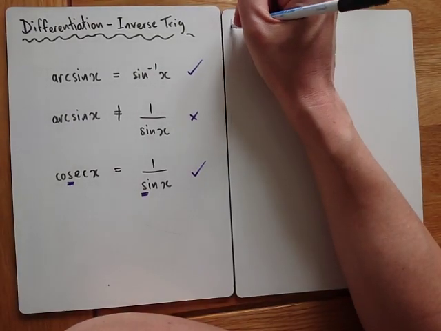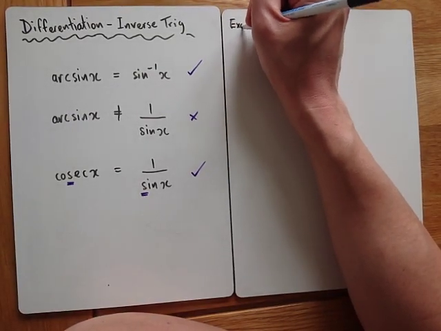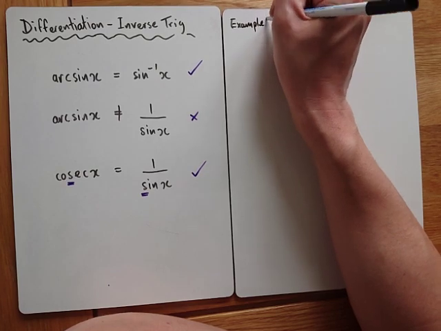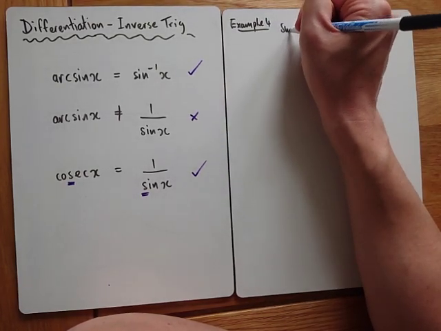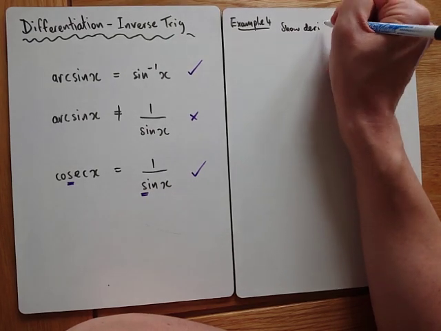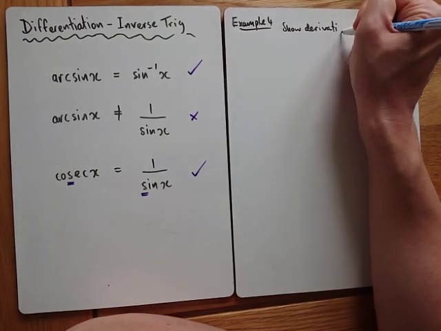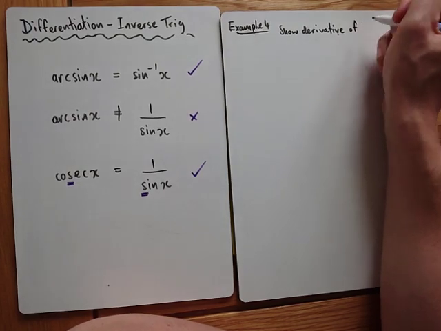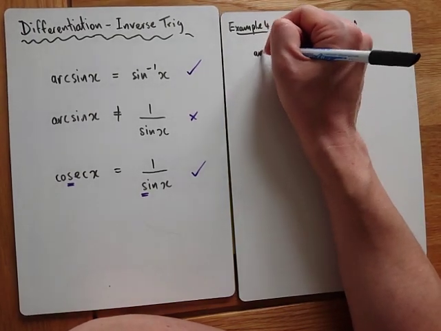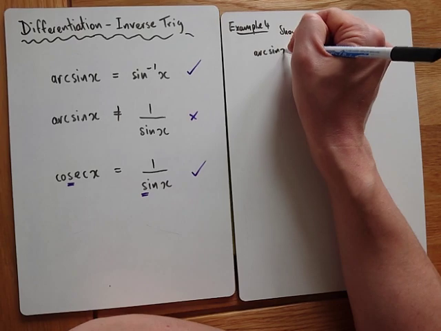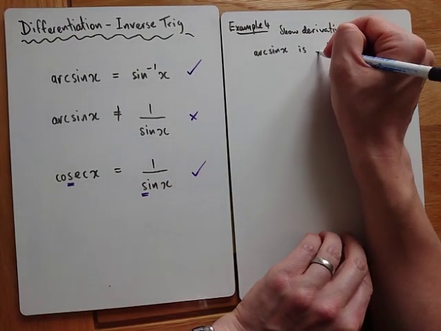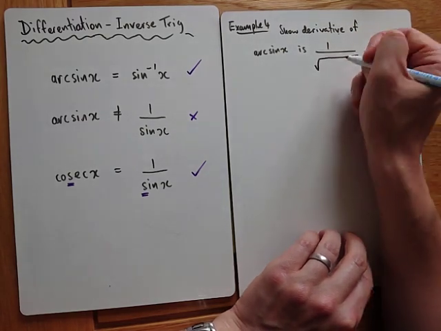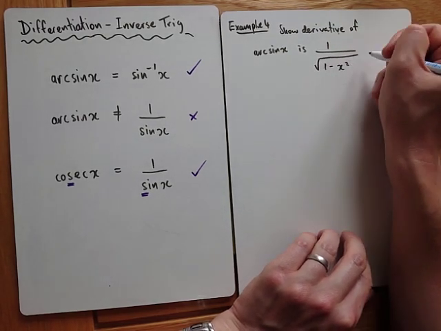Okay, example 4. It says show the derivative of arc sine x is 1 over the square root of 1 minus x squared.